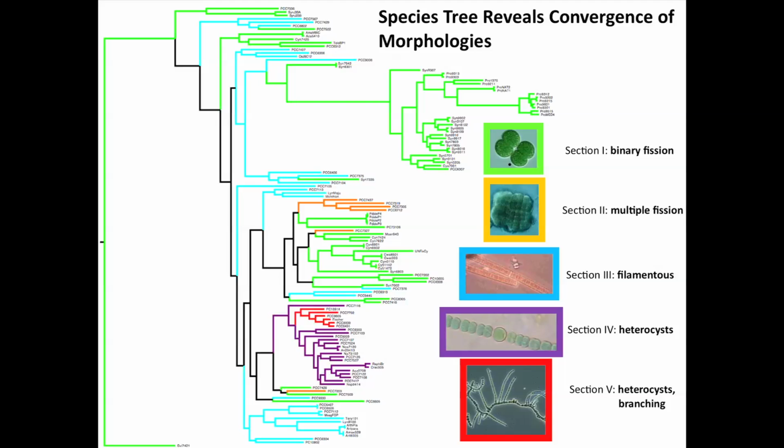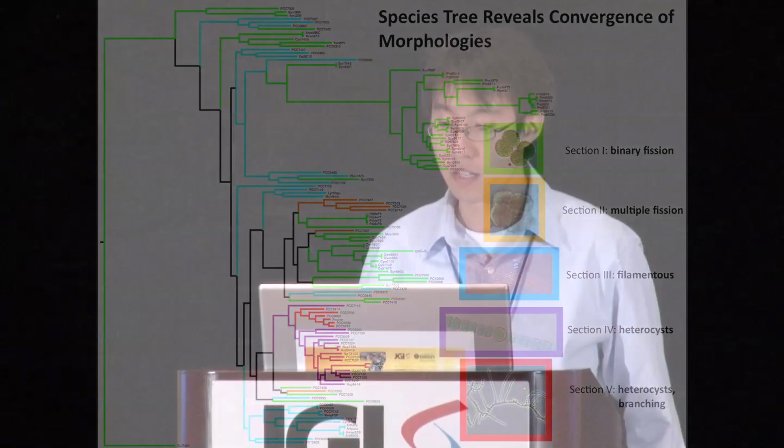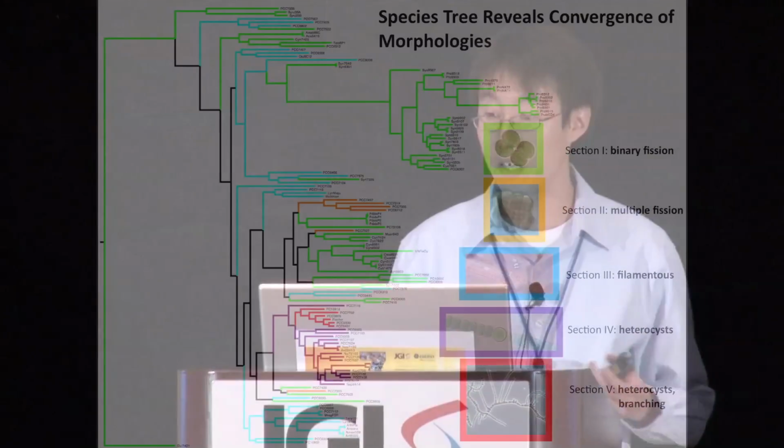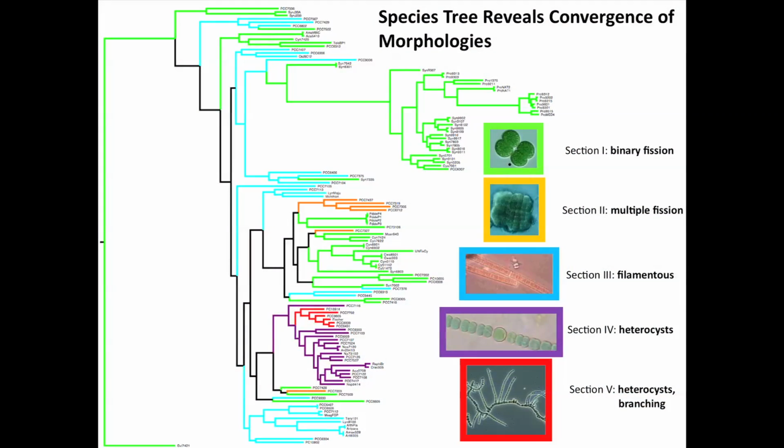And what this showed was that there was a convergence of morphologies. So if you just look in the light blue, you can see that this filamentous phenotype has arisen independently several times across the entire cyano tree. Likewise, the section 2, or these unicellular cyanos that can divide through multiple fissions, also have arisen independently at least 3 different times. So that shows that these morphological phenotypes, the filamentous and the ability to divide through multiple fissions, are relatively easy to be gained or lost.